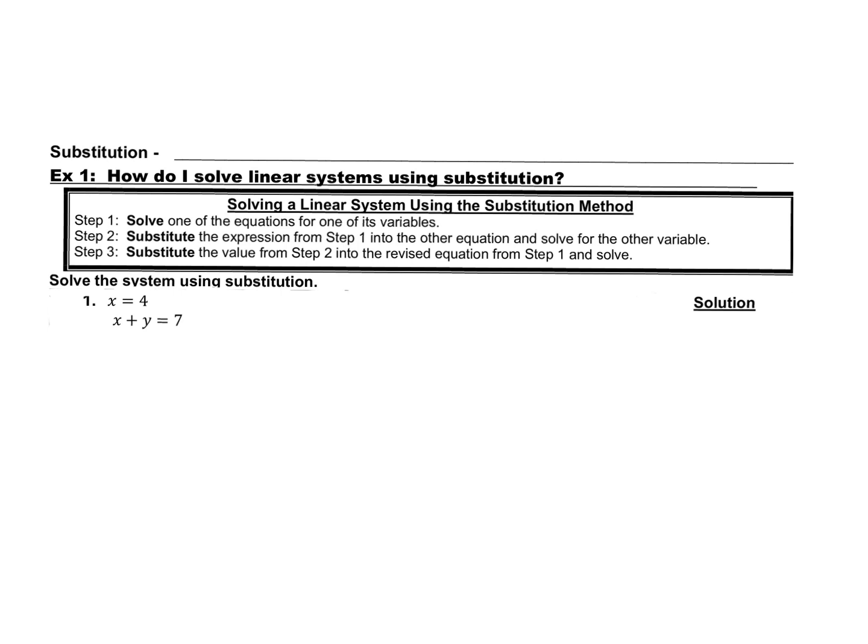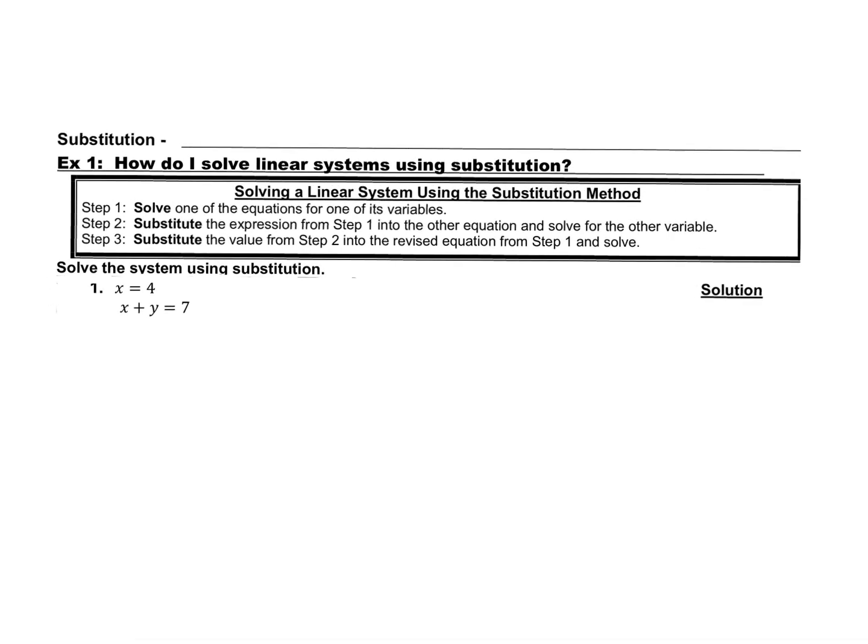And let's think about what we know about substitution. An example of substitution could be something like substituting in a recipe, where you're substituting one ingredient for the other. Well, in math, when we substitute, we're replacing, and it's usually a variable. So we're replacing a variable with another value.